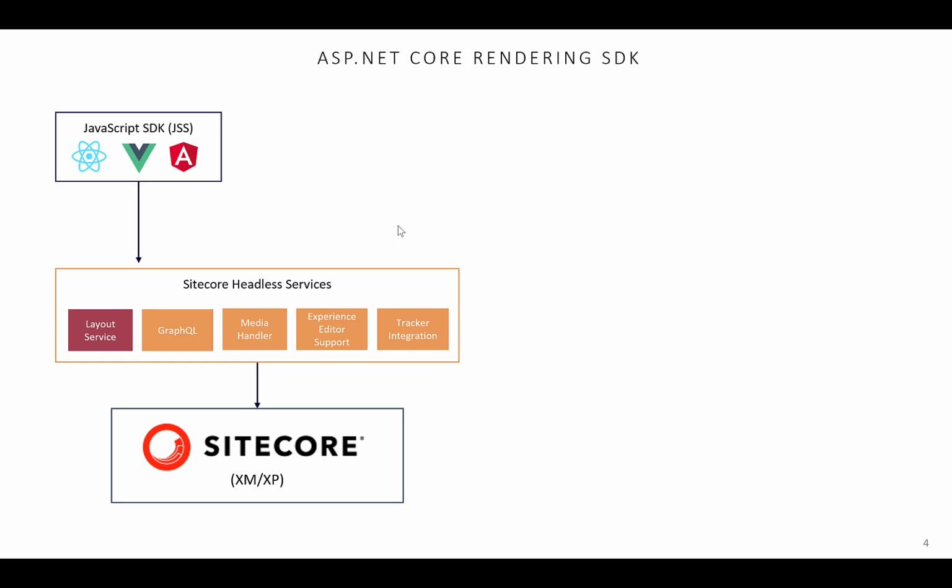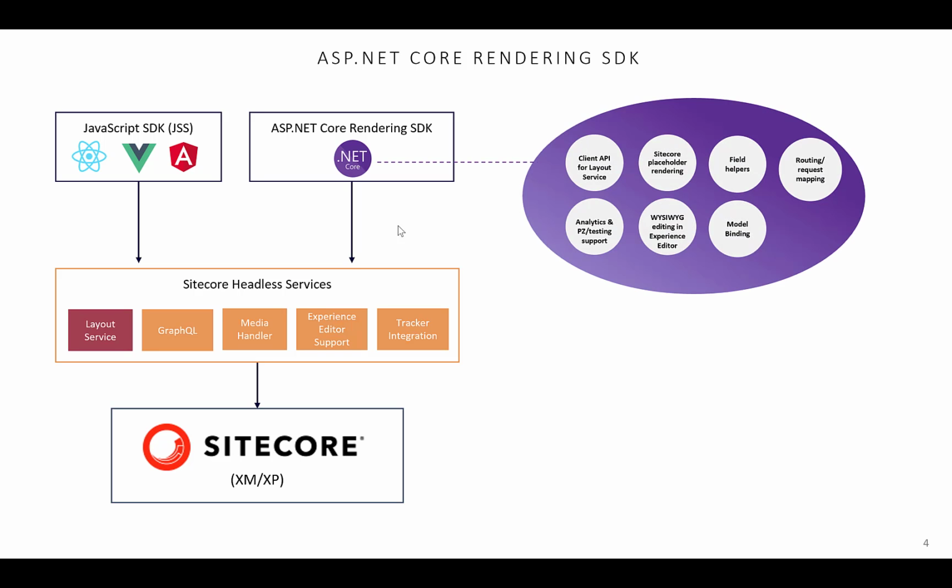The ASP.NET Core Rendering SDK provides features such as the client API to call the layout service, placeholder rendering and field helpers to render fields, mapping HTTP requests to layout service requests, and binding responses to strongly typed models, and Experience Editor and analytics support.